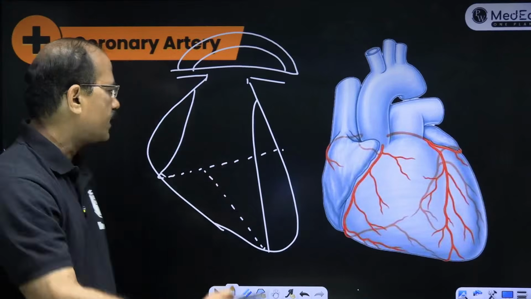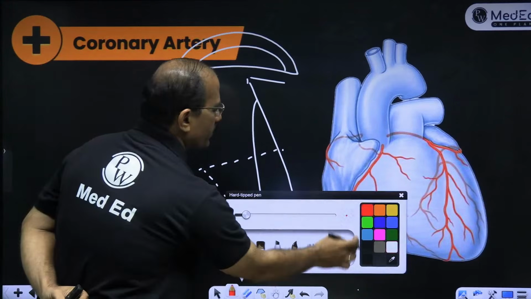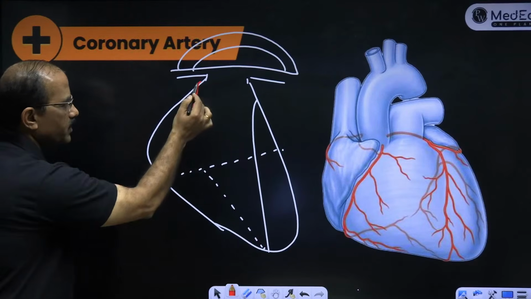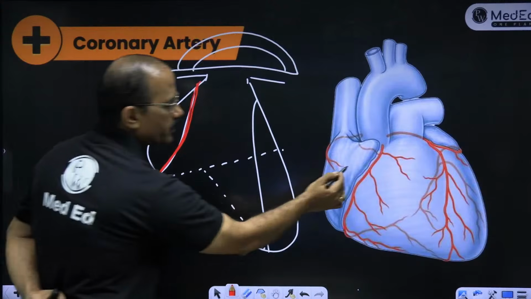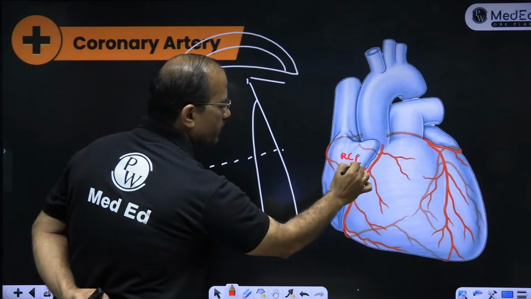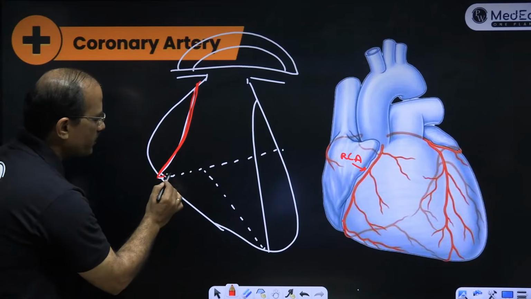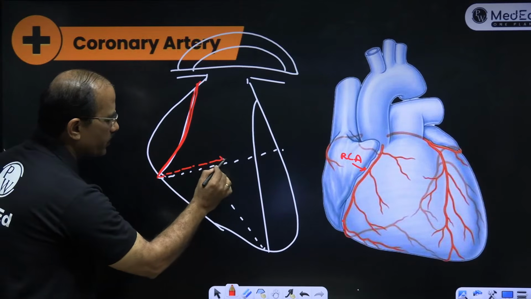Okay, I'll start. The right coronary artery first runs in the anterior atrioventricular groove. This is the right coronary artery. First runs in the anterior atrioventricular groove. Now goes in the posterior atrioventricular groove. ठीक है, 2 minutes.